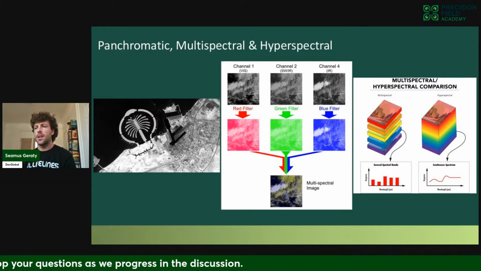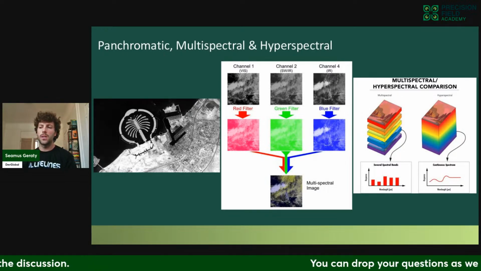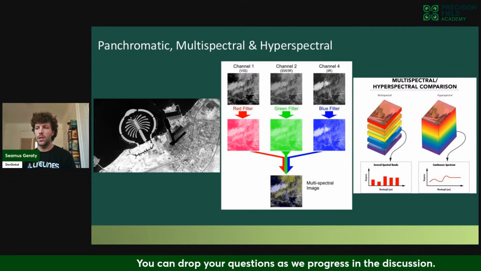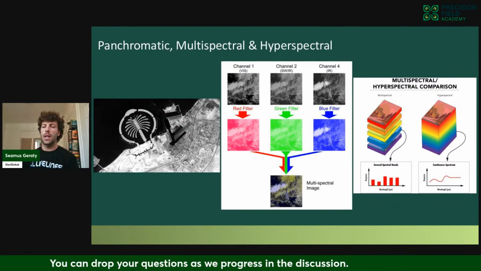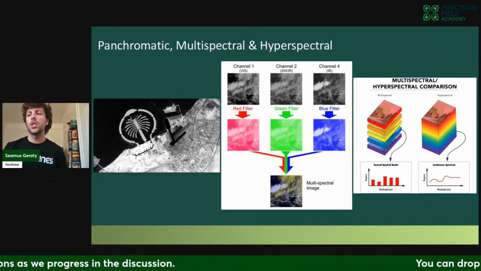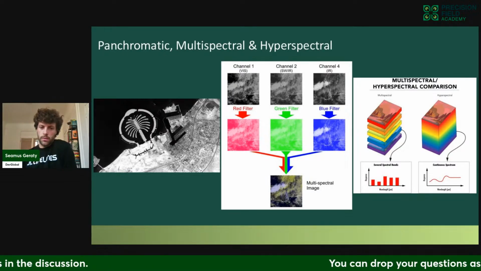Hyperspectral imagery takes this a step further by collecting data from hundreds of very narrow, contiguous spectral bands, and provides a detailed spectral signature for each pixel. This allows you to take it to the next level and get highly precise identification of materials and conditions on the Earth's surface.